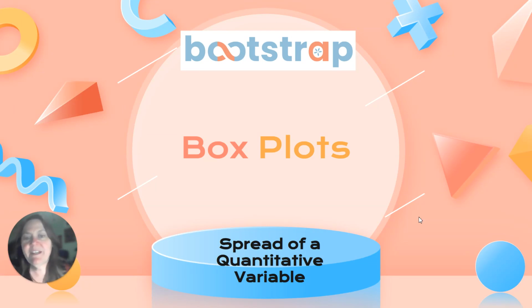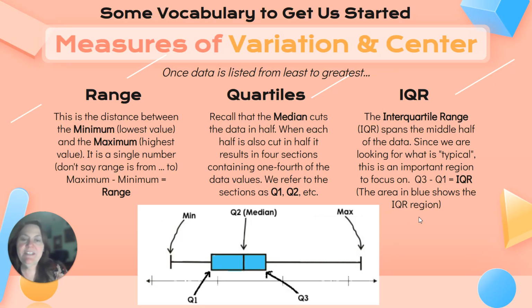So let's take a look at another type of display for a quantitative variable, and that's the box plot. Okay? To get us going, we want to take a look at some of the vocabulary. The first vocabulary we want to look at is the words that have to do with its variation and center.